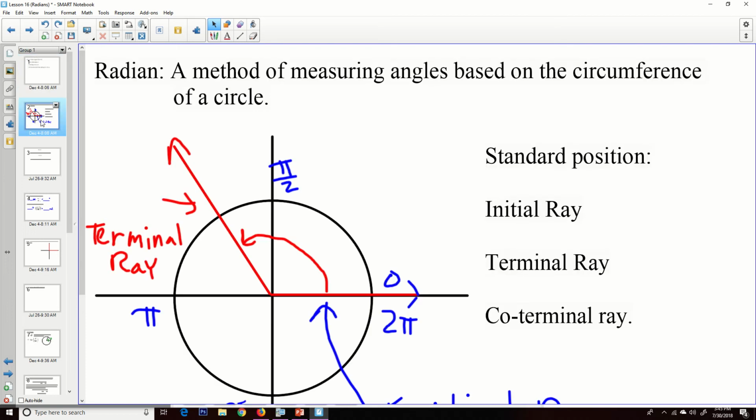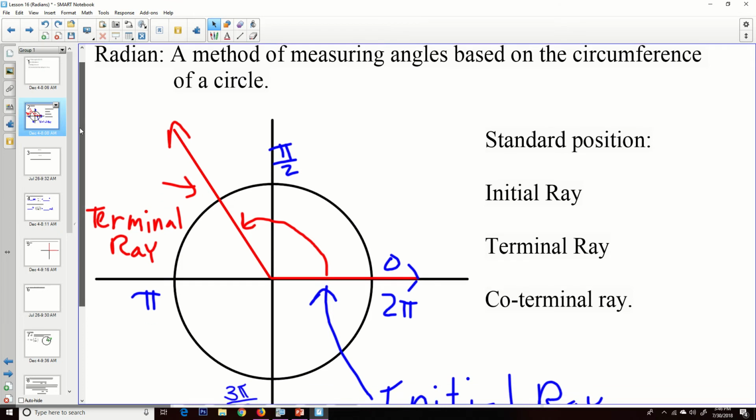So first, let's start with the definition. A radian is a method of measuring angles based on the circumference of a circle. Remember, circumference of a circle was 2 pi r, and so you'll see that relationship here. Most of you have been measuring angles with degrees, and that's all fine and well, but calculus doesn't work with degrees as far as angles go. So we needed another way to measure angles, and radians is it.